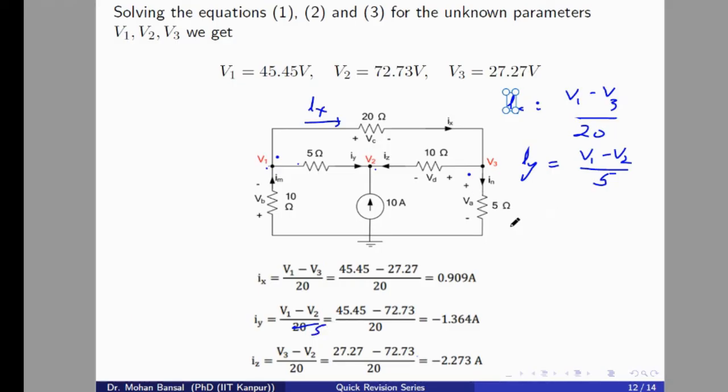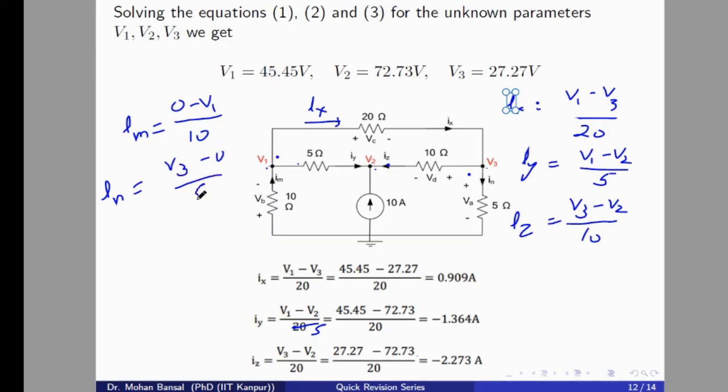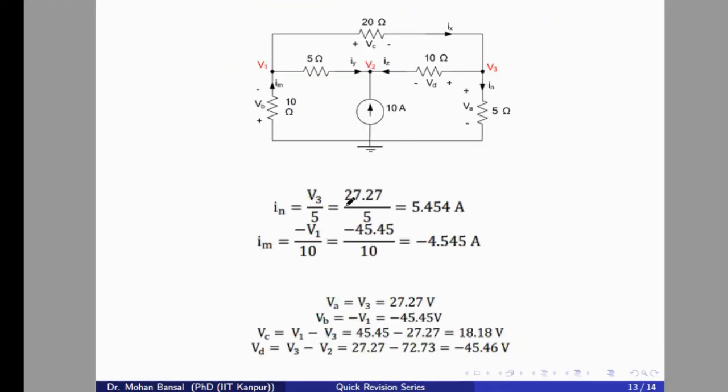And similarly, Iz can be computed by (V3 minus V2) divided by 10. And we can also compute Im. The current direction is upward, so Im will be (0 minus V1) divided by 10, and In, the current direction is downward, will be (V3 minus 0) divided by 5. By this we can compute all these currents, and we have also computed the voltages by these relations.